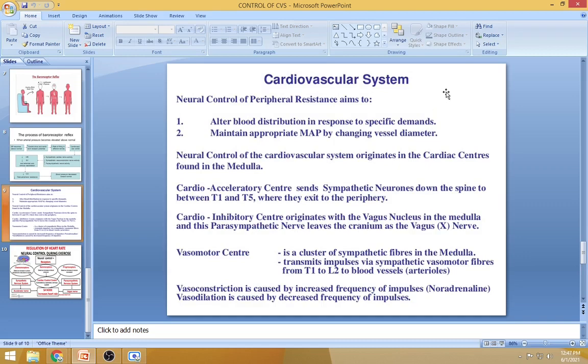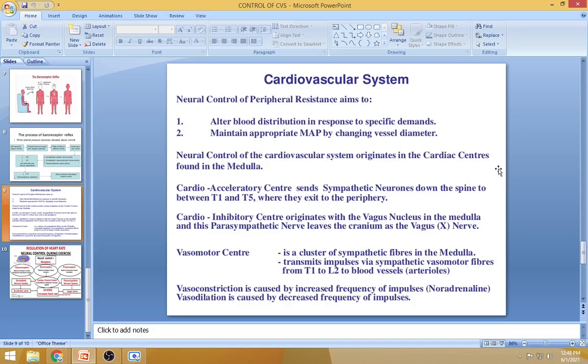maybe a little bit deeper. Find that the neurocontrol of the peripheral system aims to alter blood distribution in response to specific demands, as I've earlier said, and maintain appropriate mean arterial pressure by changing the vessel diameter. Okay, so this is the objective. When we talk of control of the vascular system, these are basically the objectives.